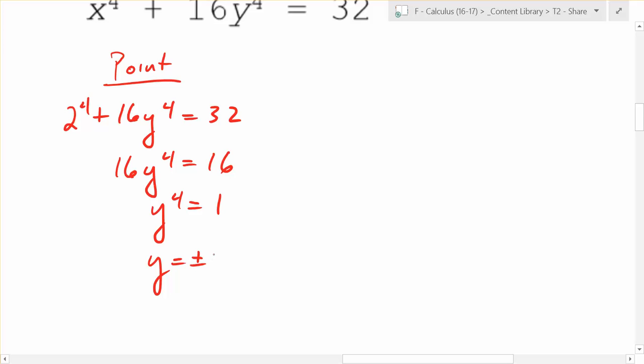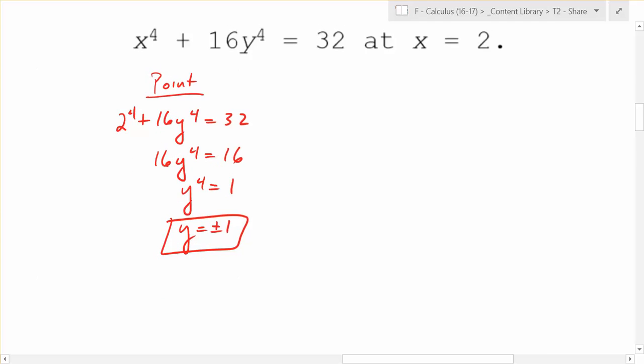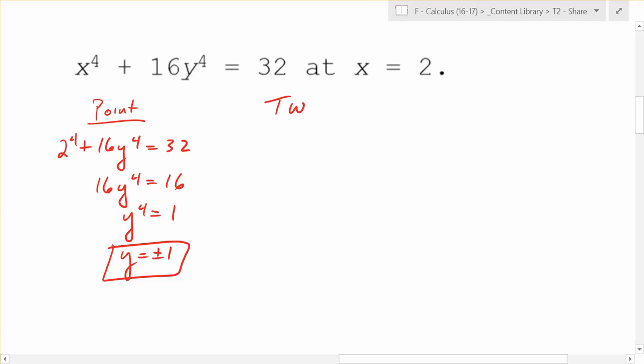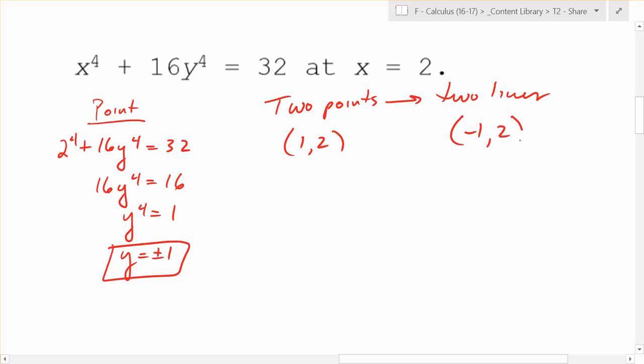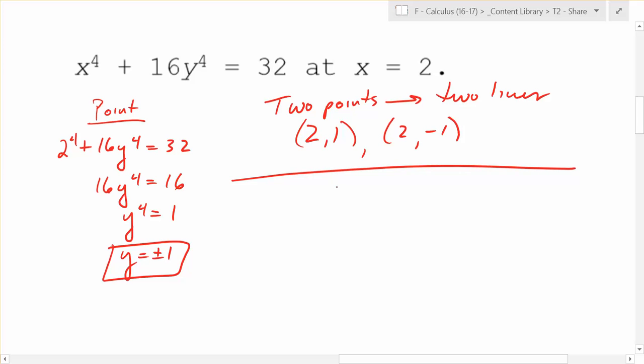Very good. So how many points have x equal 2? There are 2 points. So how many lines are we actually finding? 2 lines. So the first point is 1, 2, and what's the second point? It's 2, 1. Yeah, 2, 1, and what's the other one? 2, 1, and 1, 2.